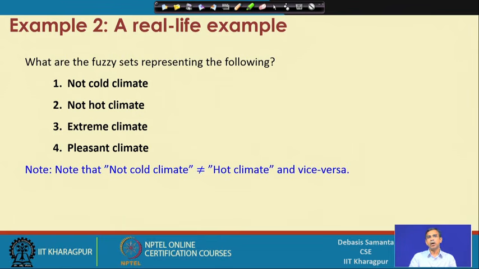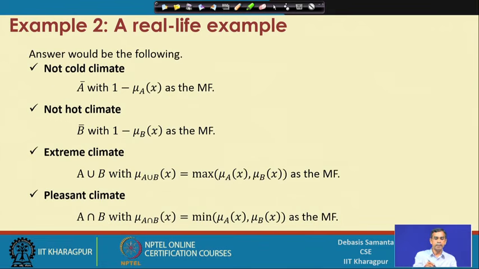If we know the fuzzy sets cold climate and hot climate, then we can know the fuzzy set not cold climate, which is the complement of the cold climate, and not hot climate, which is the complement operation on the hot climate. Extreme climate is the operation on both, that means it is the union, and pleasant climate is the intersection. So, not cold climate is this one, not hot climate is the complement of B, extreme climate is the union, and pleasant climate is this one.